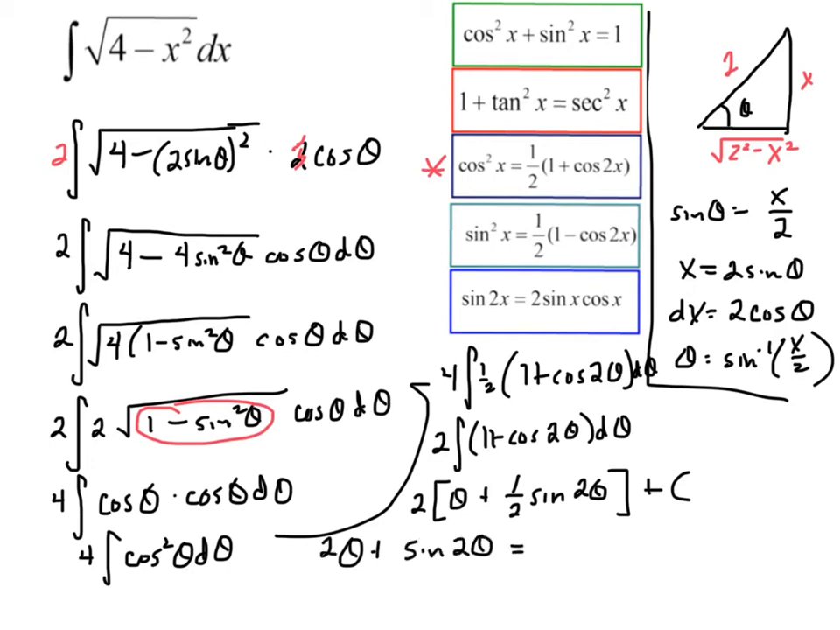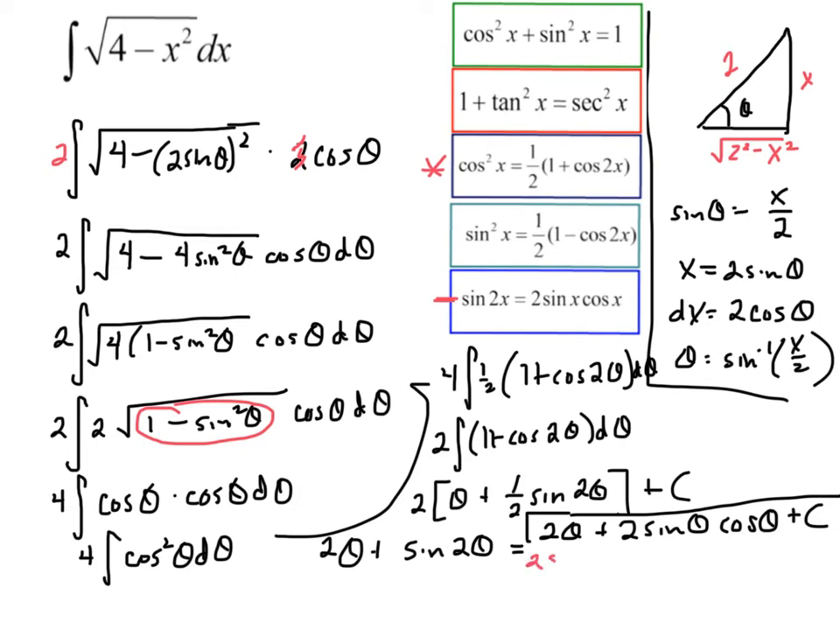Now, I want you to look up here at what the sine of 2x is equal to. Okay, I could rewrite this as 2 theta plus 2 sine theta cosine theta plus c. So this is it right here. This is the integral. But I don't want to leave it in terms of theta. I want to put it back in terms of x.